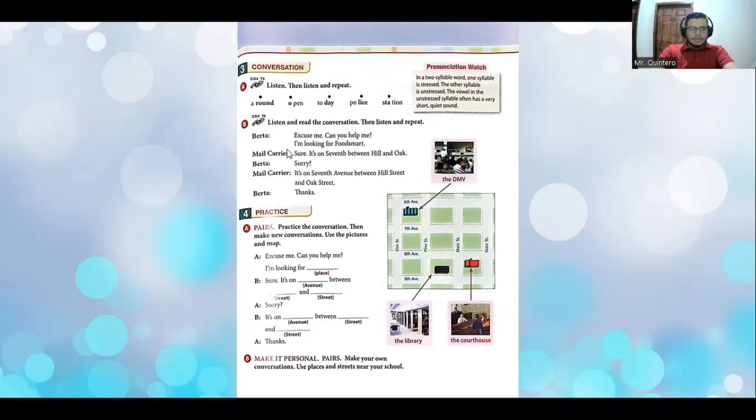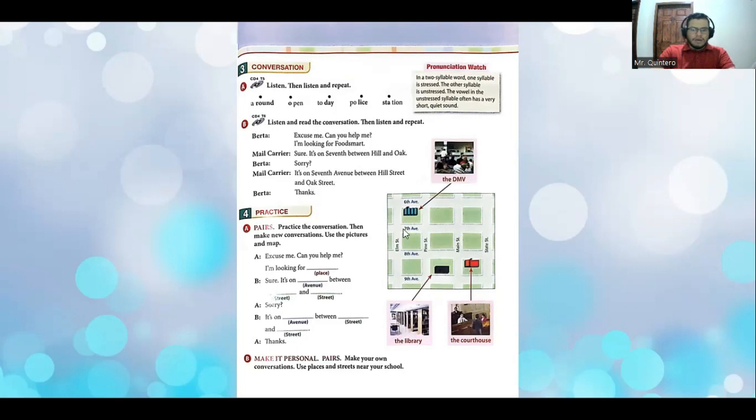Berta: Excuse me. Can you help me? I'm looking for a Food Smart. Sure. It's on 7th between Hill and Oak. Sorry? It's on 7th, in 7th what? 7th Avenue between Hill Street and Oak Street.